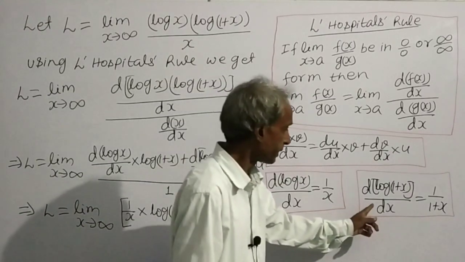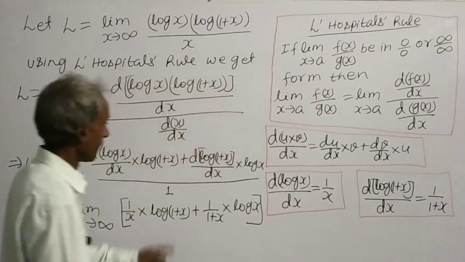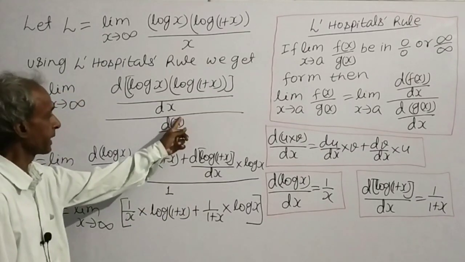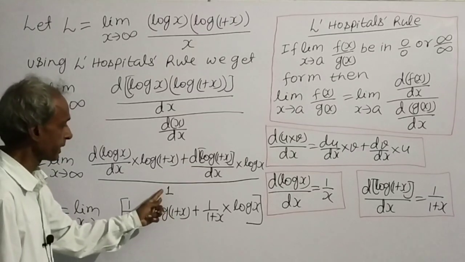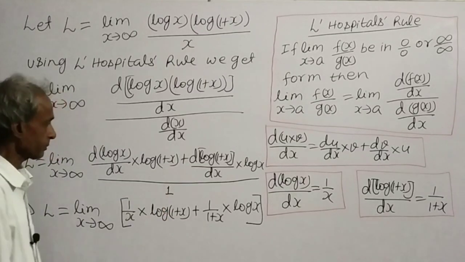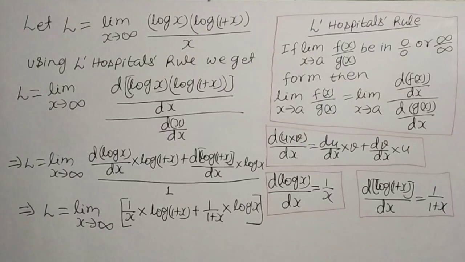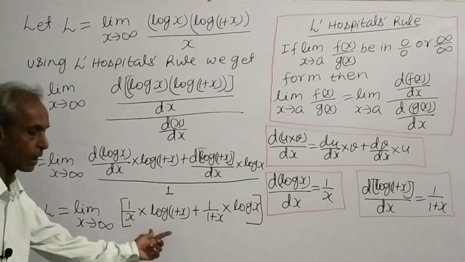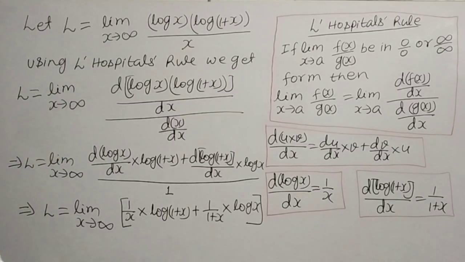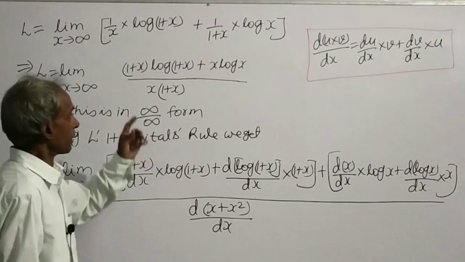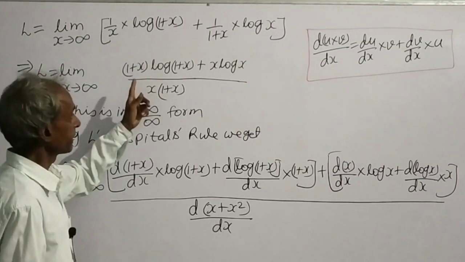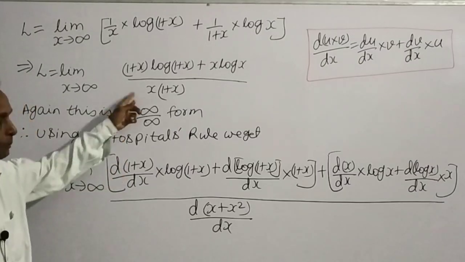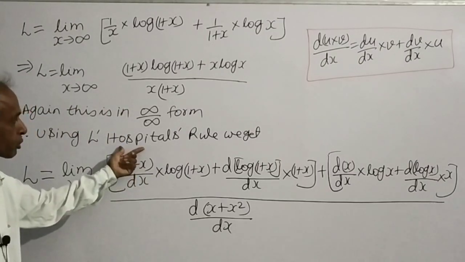Now we use this result and write this derivative here. Derivative of x is 1, therefore we write 1 here. Thus, L becomes equal to this. This limit is again in infinity by infinity form. Therefore, we will use L'Hospital's rule again.